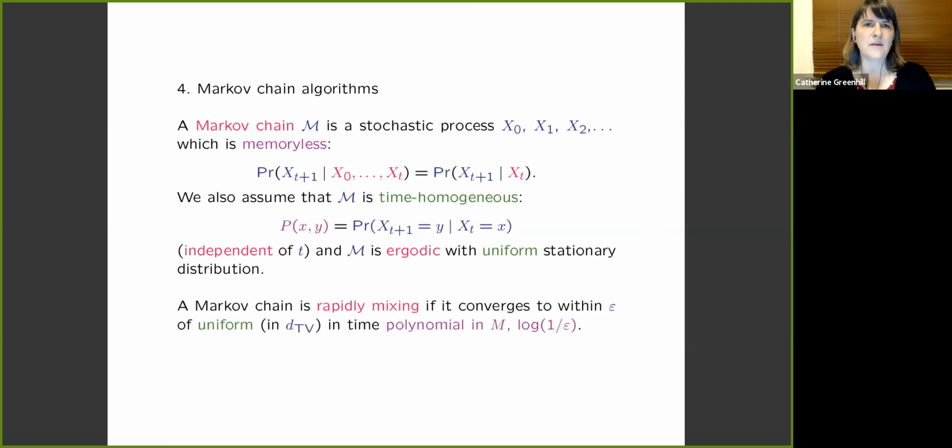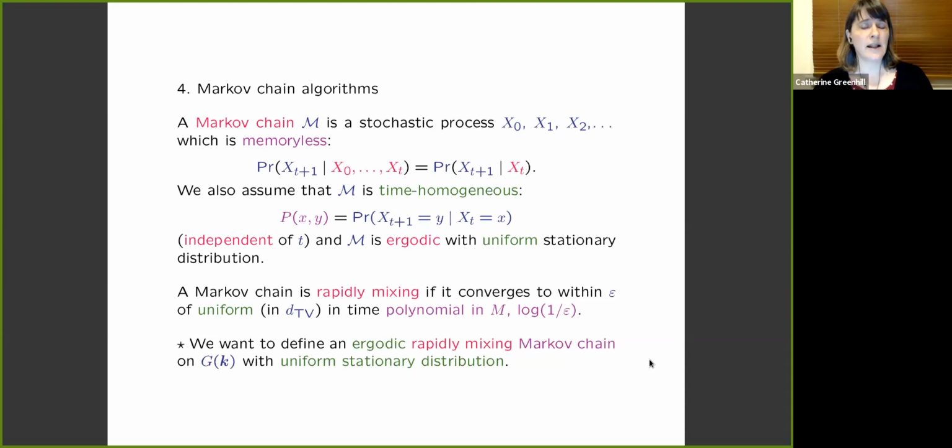And now we say that a Markov chain is rapidly mixing if it converges to within some epsilon of uniform in total variation distance in time which is polynomial in the logarithm of the size of the state space and the logarithm of the inverse of this tolerance epsilon. So the user gets to choose how small epsilon is, and you can get within exponentially small tolerance in polynomial time. I've put m here because for us, the logarithm of the size of the state space is m log m. So we may as well say polynomial in m.